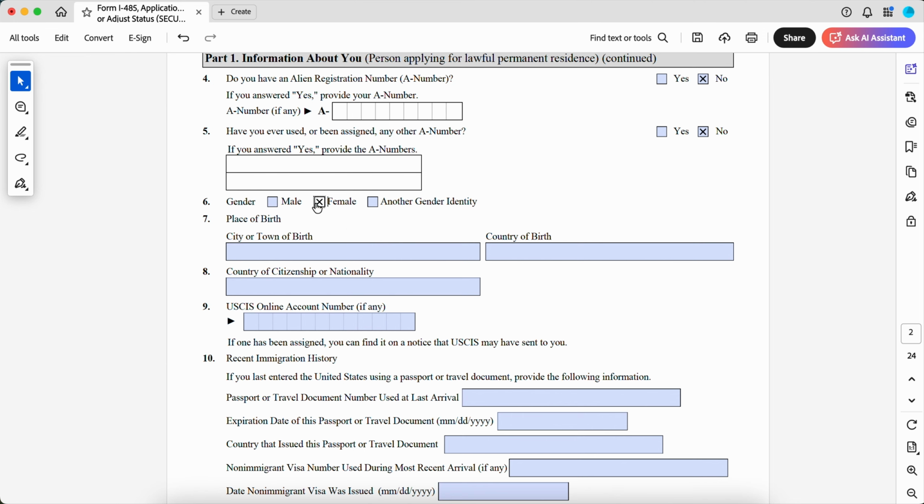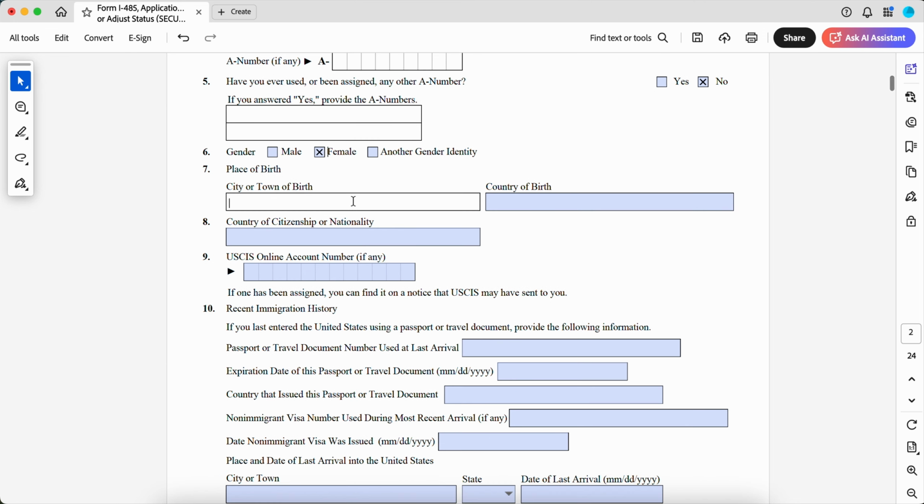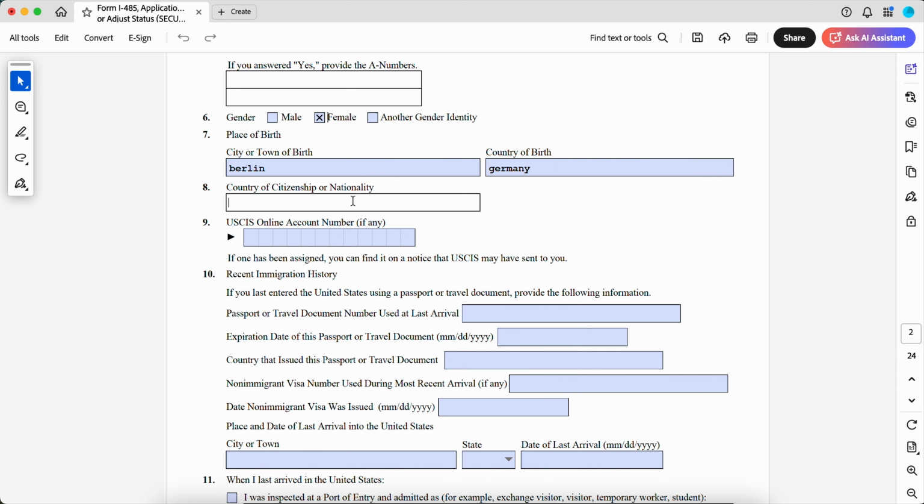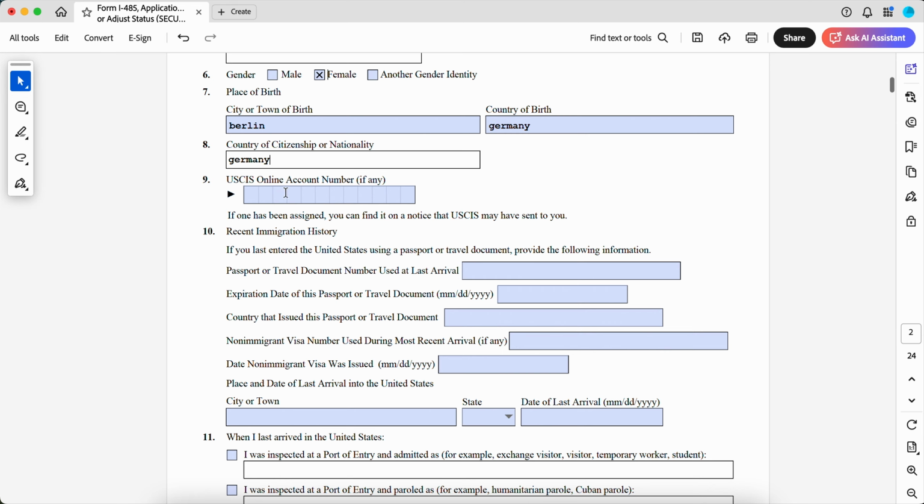Then gender, place of birth, just write it. I'm writing an example. Country of birth, USCIS online account number. I didn't have an online account number until I applied for I-485. But if you do, right here. If you don't, leave it blank. And if you do, the USCIS sends you a letter, a physical letter, or an email.